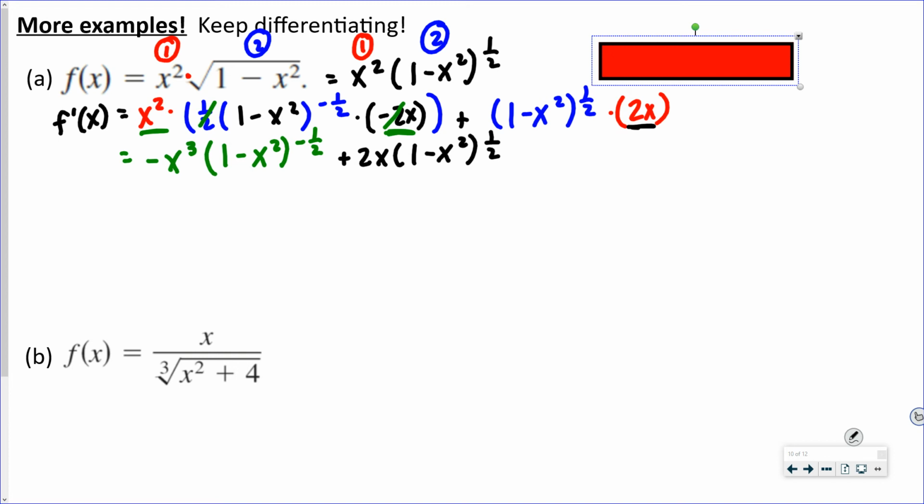All right. Now I have essentially two terms. Negative x cubed times 1 minus x squared to the negative half power, and 2x times 1 minus x squared to the 1/2 power. So I see two things that these have in common that I can factor out. First of all, they both have an x. So I can factor out an x. And then I could also factor out 1 minus x squared to the negative 1/2. Because technically I do have that here, and we'll talk about the math of that in a second.